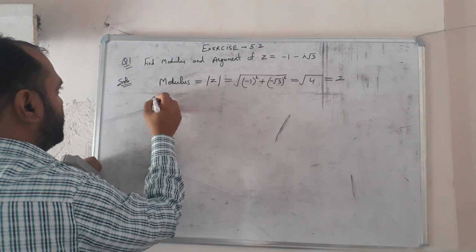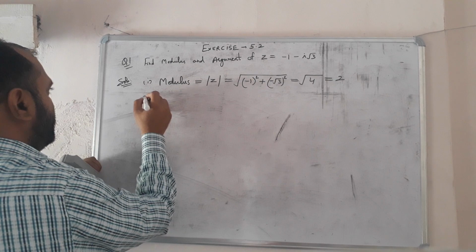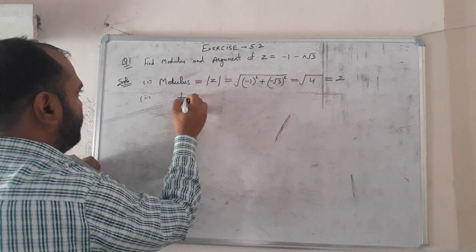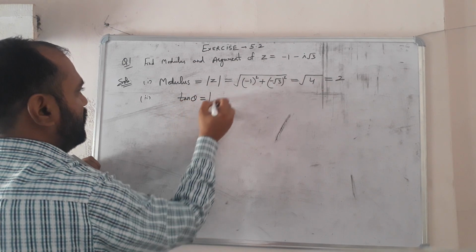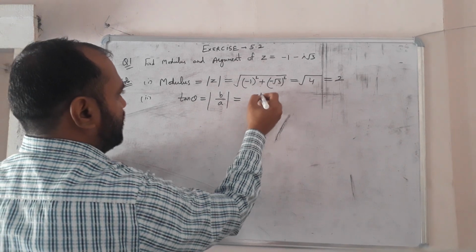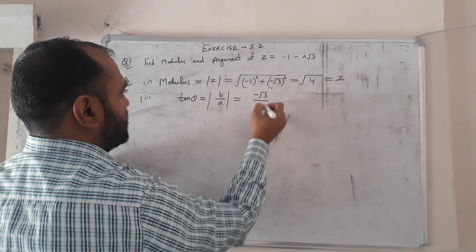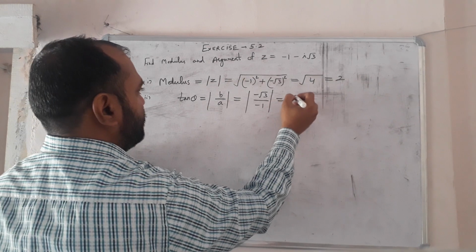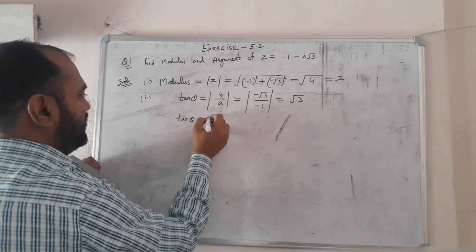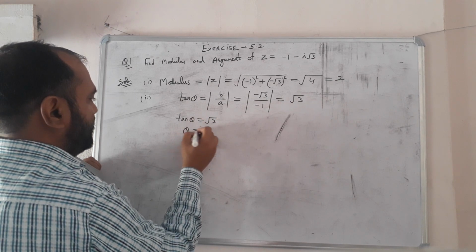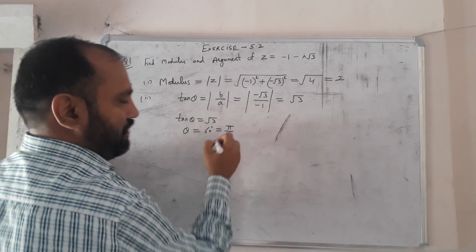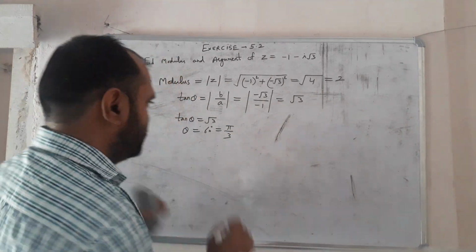Now how to find the argument? To find the argument, you have to write the formula tan theta is equal to mod of b upon a. Now what is the value of b? b is minus root 3 and a is minus 1. So its value is root 3. So tan theta becomes root 3. As you know, theta is 60 degrees, and you can write this 60 degrees as pi by 3 radian.